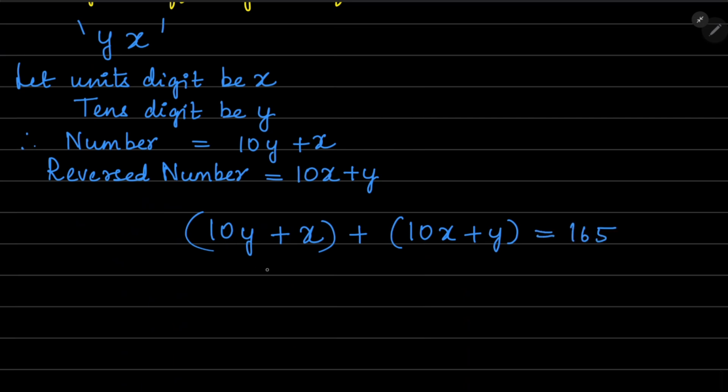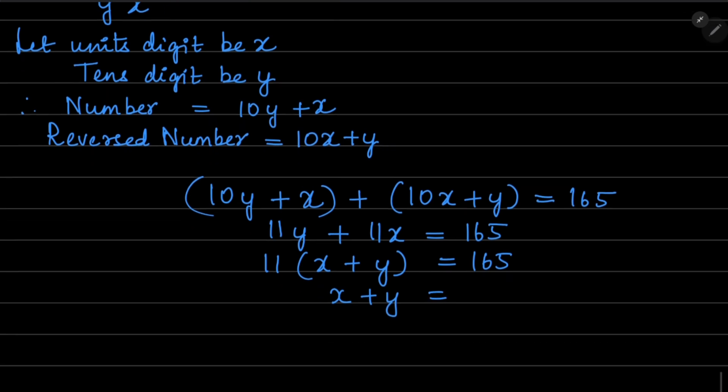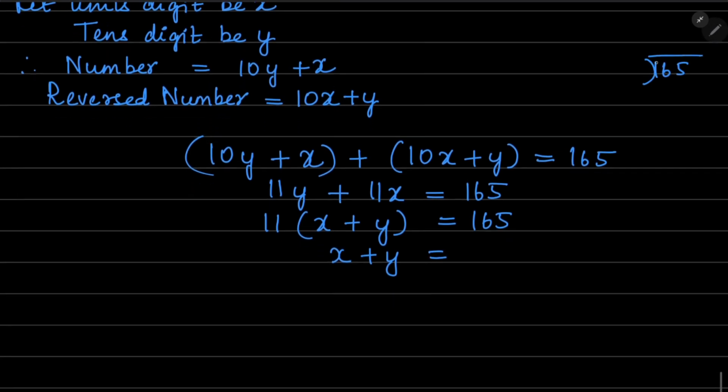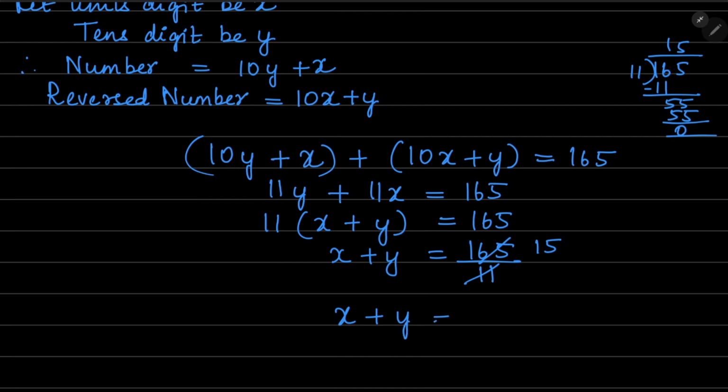So let's solve it. 10y plus y, 11y. X plus 10x, 11x equal to 165. Take 11 common out. So x plus y equal to 165 divided by 11. 11 ones are 11, 11 fives are 55. So you have 165 divided by 11. If you cancel it, it is 15. So x plus y equal to 15. This is your first equation.